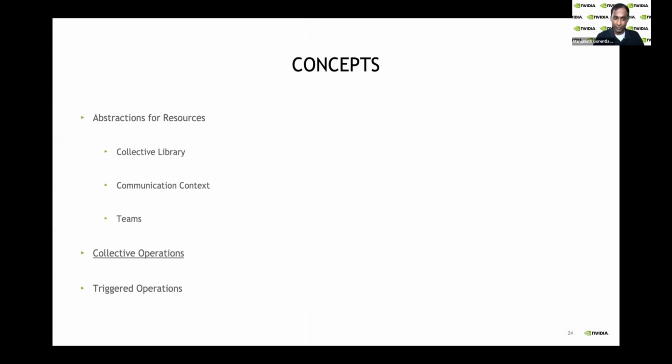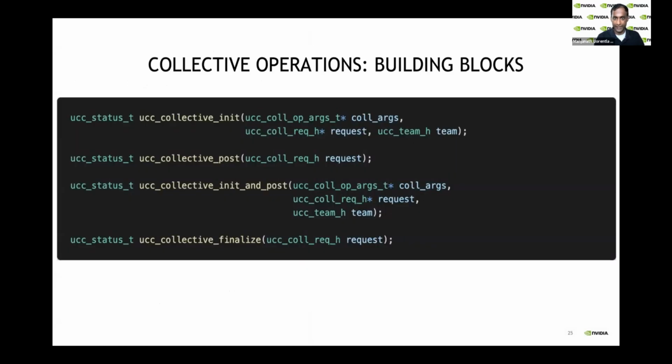So these are basic resource abstractions. Now collective operations. We didn't decide to do blocking or non-blocking. Rather, we said, if we decompose all the requirements from blocking, non-blocking, and persistent collectives, what are the building blocks that are required? And we have those building blocks, and you can combine them in various forms to realize either a blocking, non-blocking, or a persistent collective.